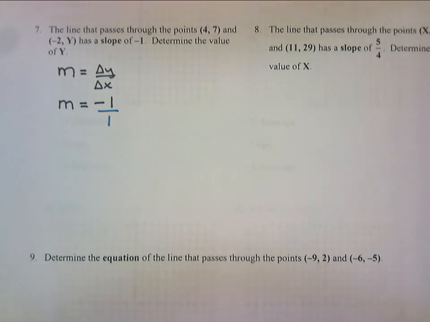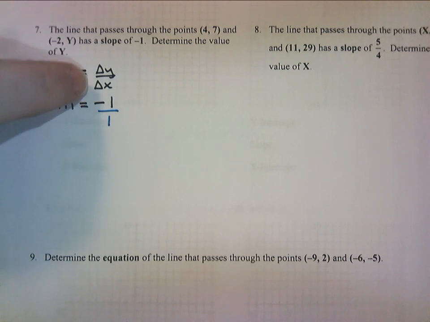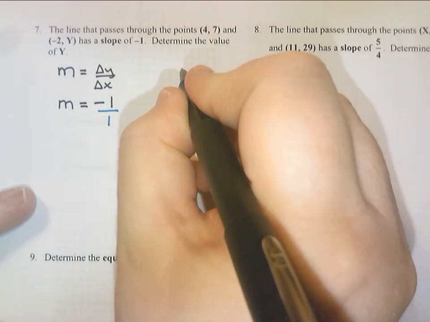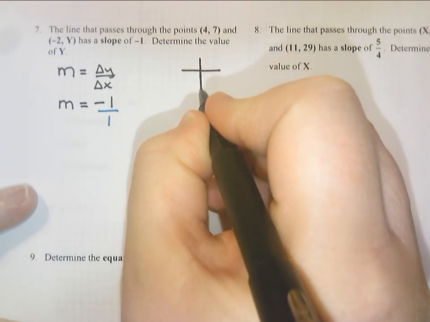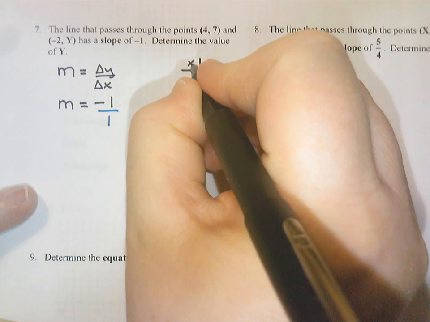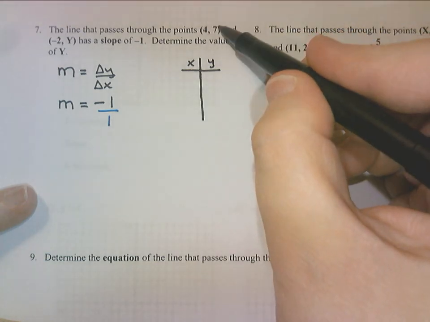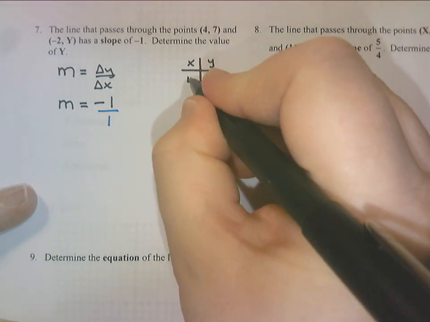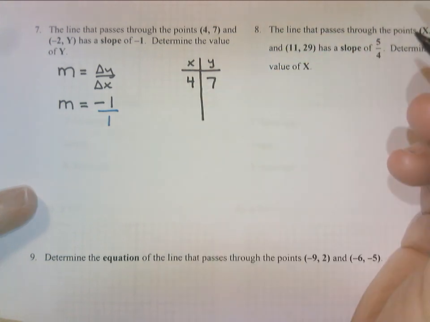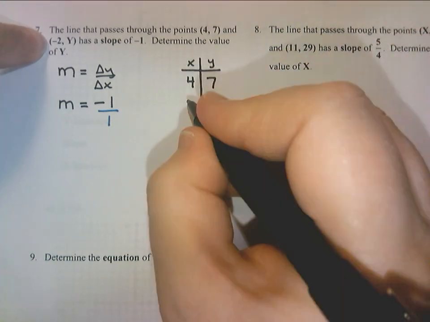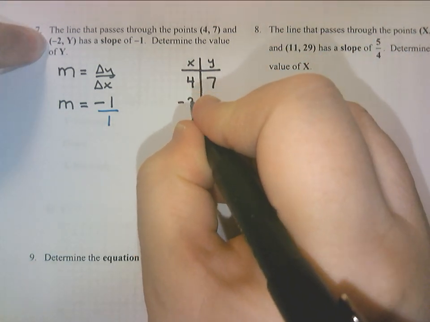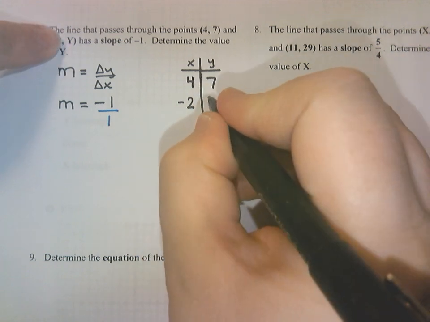The other thing they gave us is some points. Now, to get delta y and delta x, normally I would take those 2 points and calculate the differences. So I'm going to try doing that and see if that helps. So I have x and y. We're making a table. I have the point (4, 7), so x is 4, y is 7. And then I have the point (-2, y), so x is -2 and y is y.